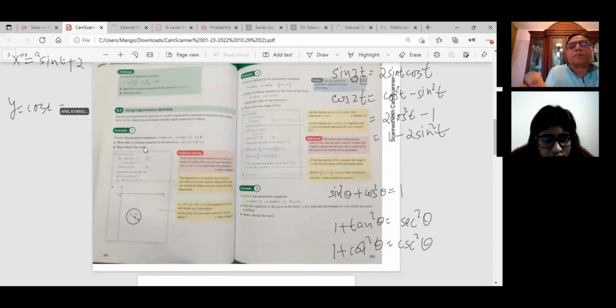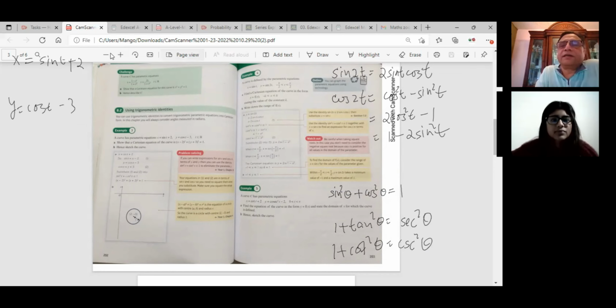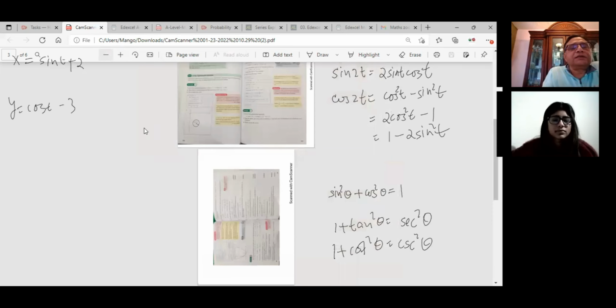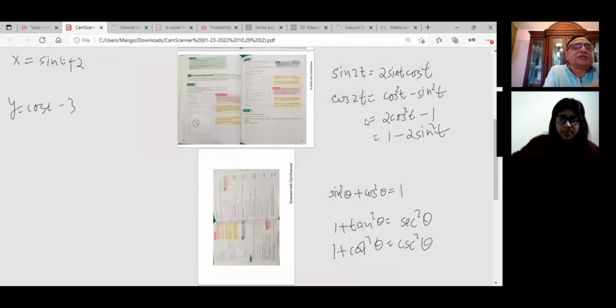So it's saying show that the Cartesian equation of the curve is equal to what they've given. Correct. So let's find the Cartesian equation. Basically, we want to eliminate t and get only x and y. So sine t can be written as what? Sine t equals x minus 2. Cos t is equal to y plus 3, correct?